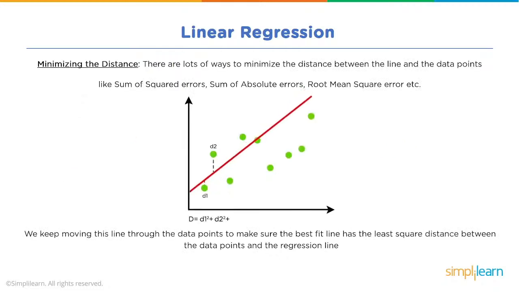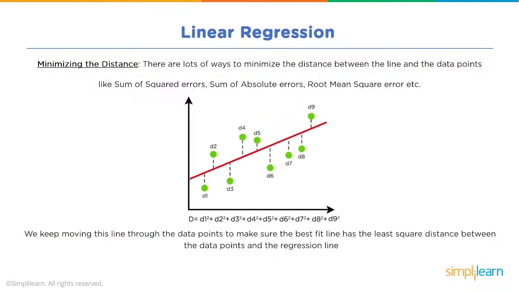Minimizing the distance. There are lots of ways to minimize the distance between the line and the data points, like sum of squared errors, sum of absolute errors, root mean square error, etc. We keep moving this line through the data points to make sure the best fit line has the least square distance between the data points and the regression line.